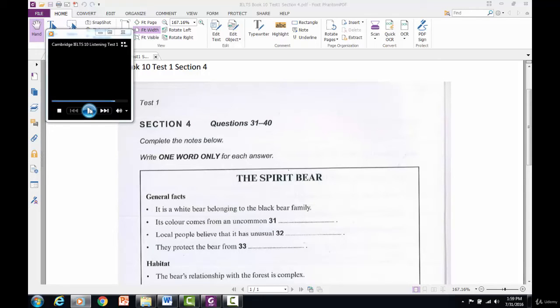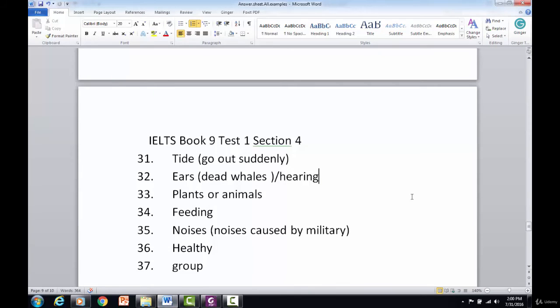So, number 31 is gene. It comes from a special gene, right? The white color or white coat comes from a special gene. The word special is a synonym for the word uncommon.